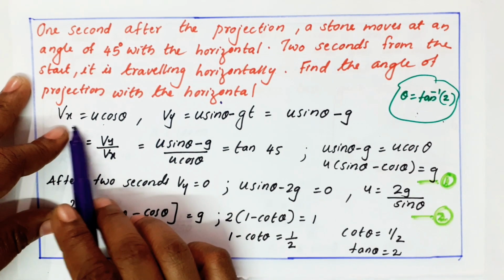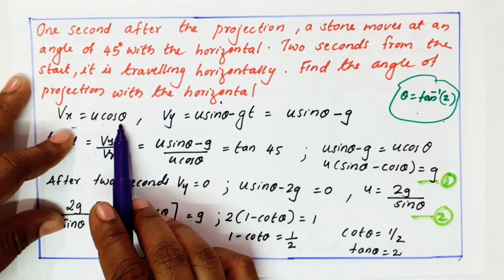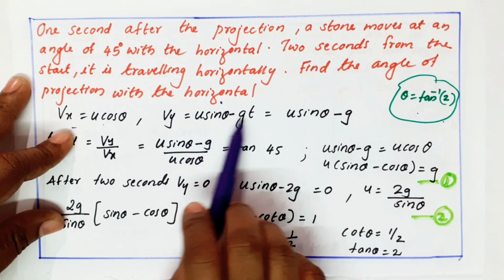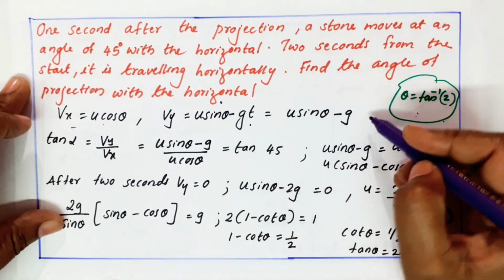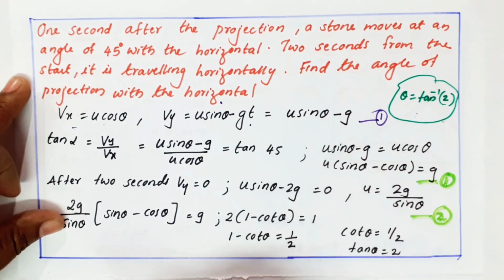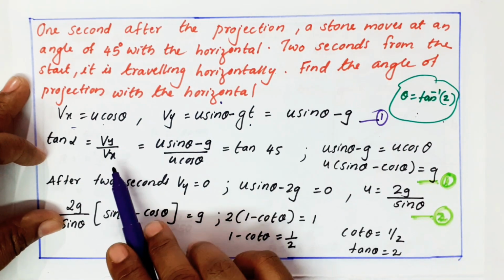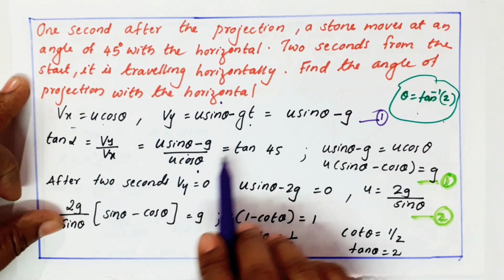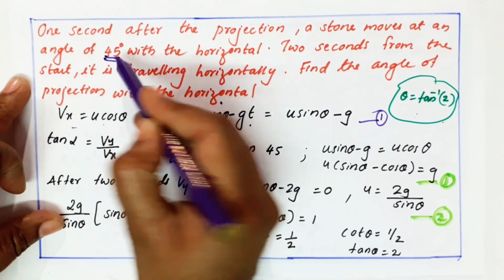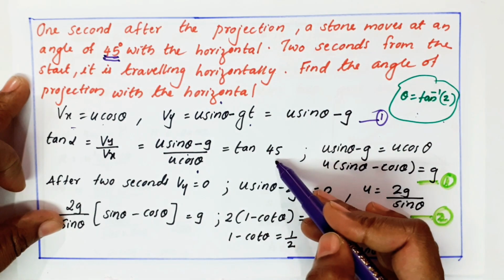So, I am just writing horizontal velocity equation u cos theta. Vertical velocity equation u sin theta minus gt. After 1 second means u sin theta minus g, equation number 1. What should be tan alpha? Vy by Vx. That is u sin theta minus g by u cos theta. They gave the angle as 45, no? So that should be equal to the slope tan 45.